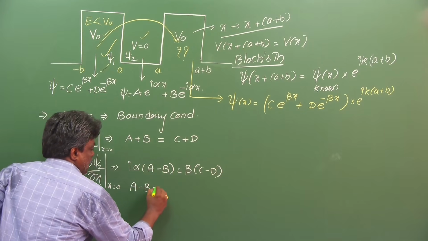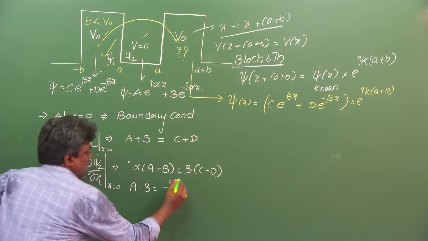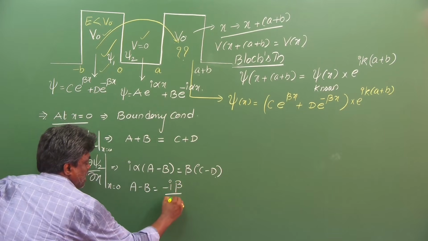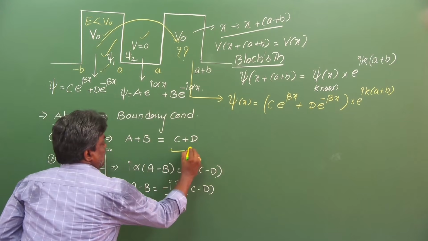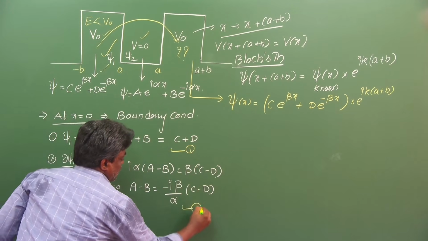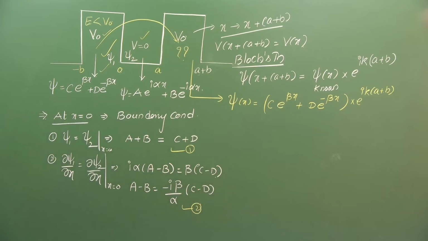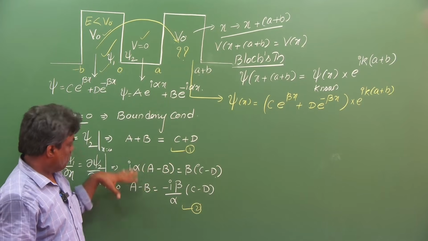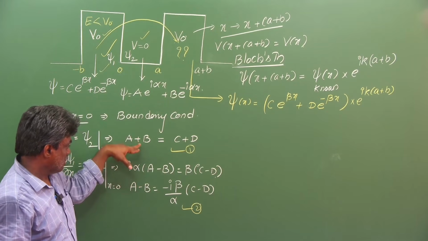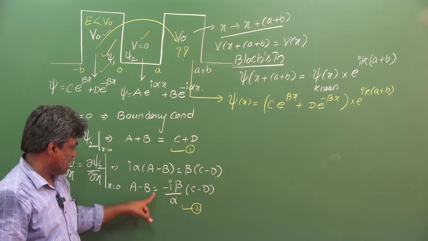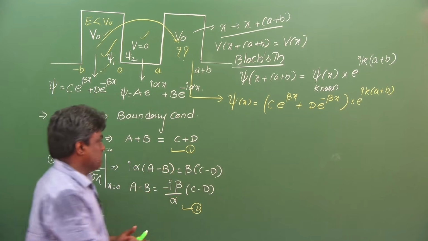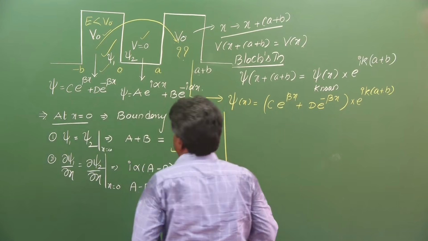So a minus b equals minus iota beta by alpha times c minus d. Equation 1 and equation 2. You can rearrange this, and you will get 4 equations. A plus b equals c plus d, and here a minus b equals this one. Like that, one more boundary you have to take.